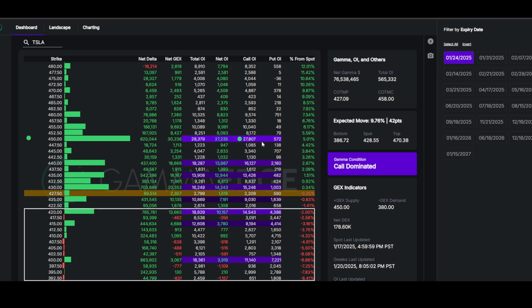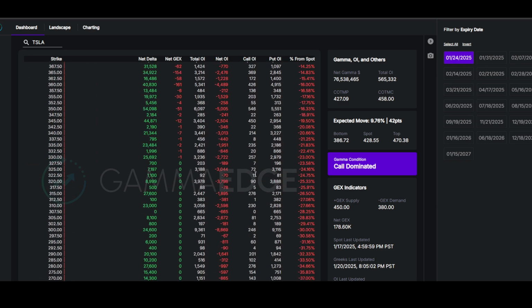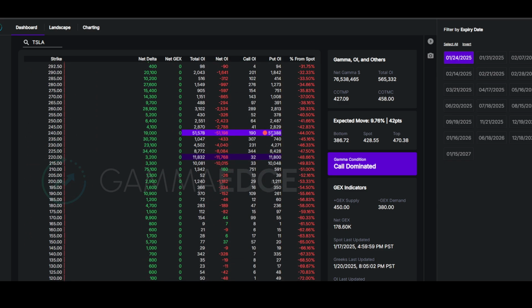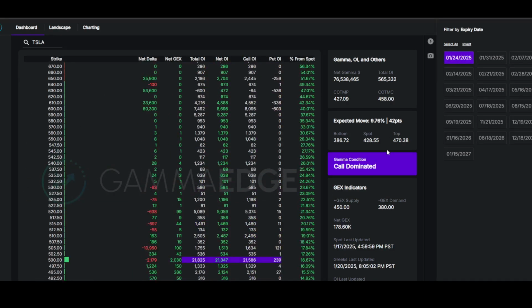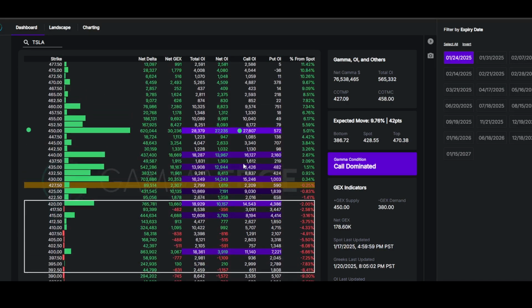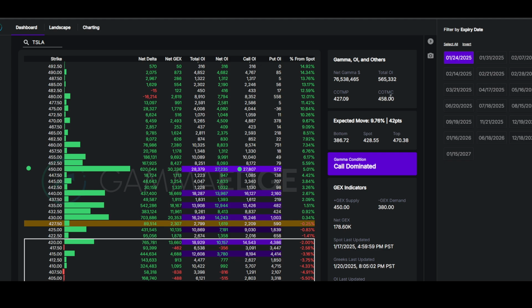A lot of open interest here also at the 450. Just important to note. Highest put open interest all the way down at 240. Who knows where those are coming from, but a lot of put open interest down at 240. Call dominated for this week as well. And again, that's going to be based on all this positive delta.